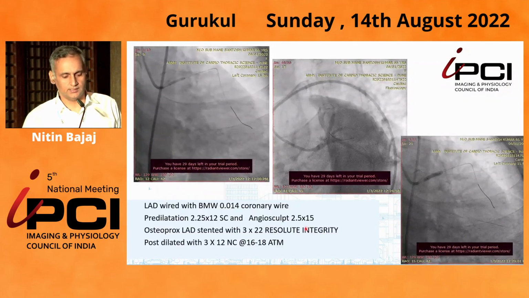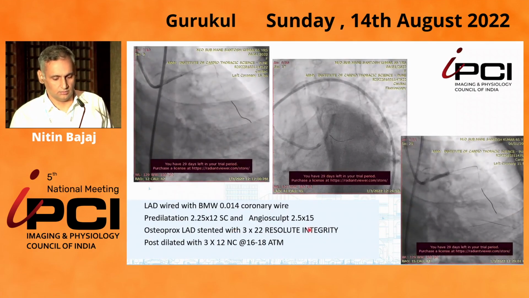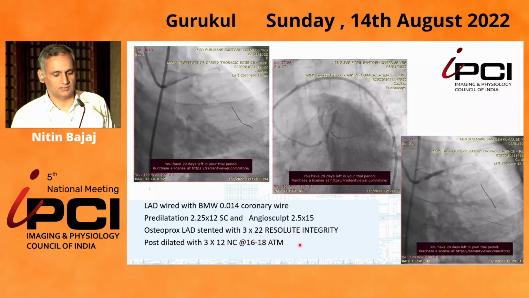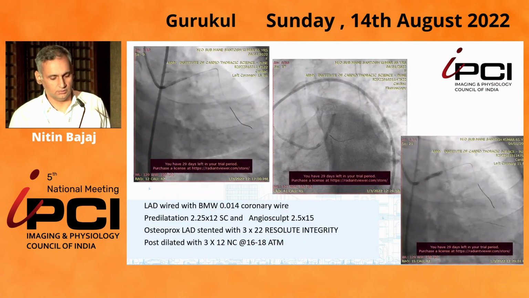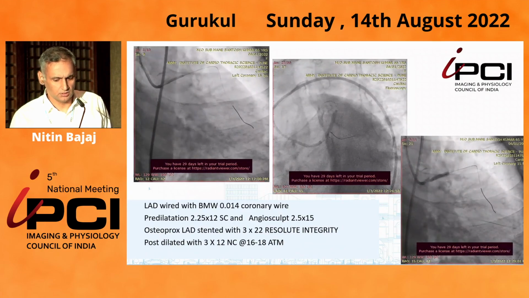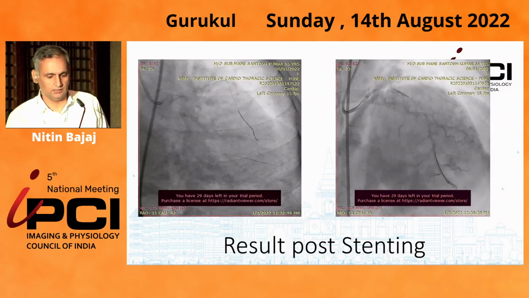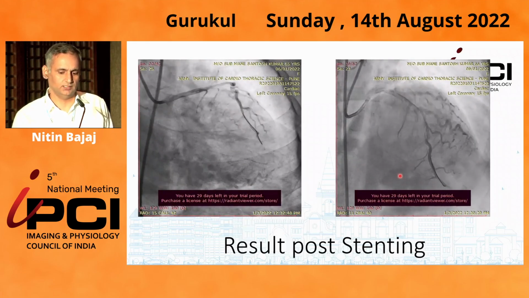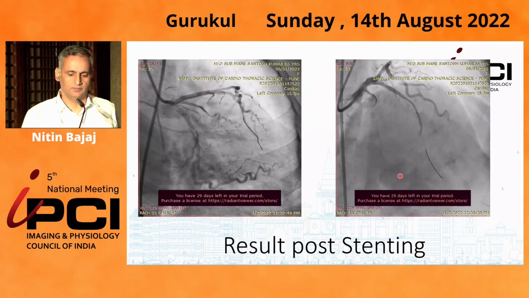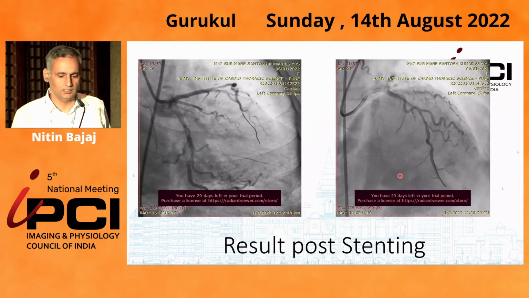Wired with a workhorse wire, dilated first with a semi-compliant balloon, then also prepared the bed with an AngioSculpt, and ostioproximal LAD was stented with a 3.0 x 22 mm Resolute and post-dilated again with an NC balloon. So angiographic result seemed to be fine. The mid LAD lesion at this point appeared to be a bit more significant, but did not relieve, thought that could be some spasm after the initial PCI.